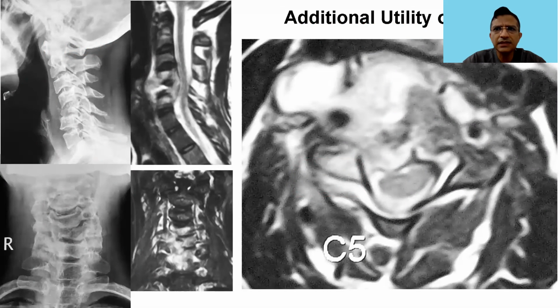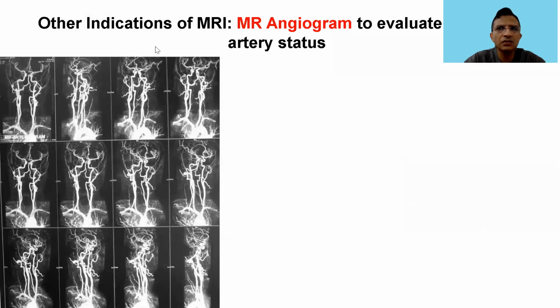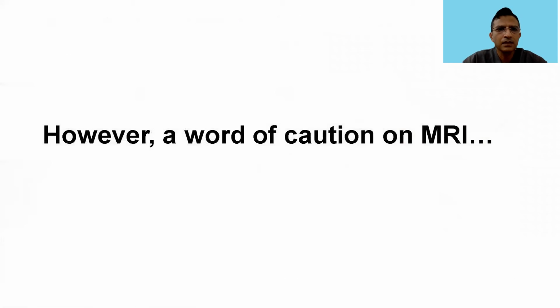There are additional utilities of MRI, as is seen over here in this particular illustrative case. We can see that there is an infectious lesion in the subaxial spine, and here is the axial section, and we can see that there is a large abscess which is slightly asymmetrical, and it's also engulfing the vertebral artery. So in these kinds of situations, one may utilize the MRI to do an MR angiogram to evaluate the vertebral artery status, and once confirmed that it's all okay, we can go ahead with our operative intervention, as is seen over here.